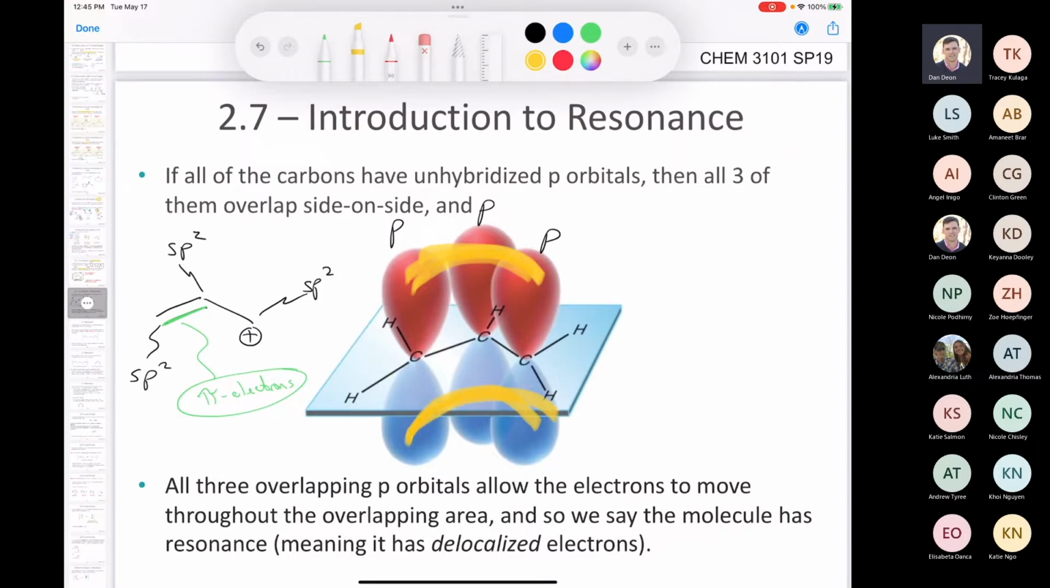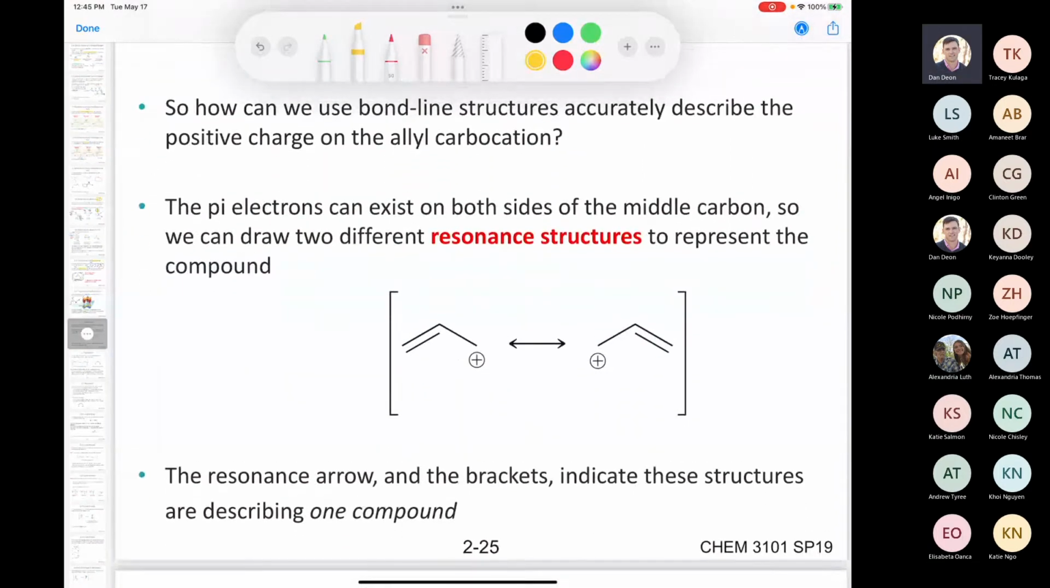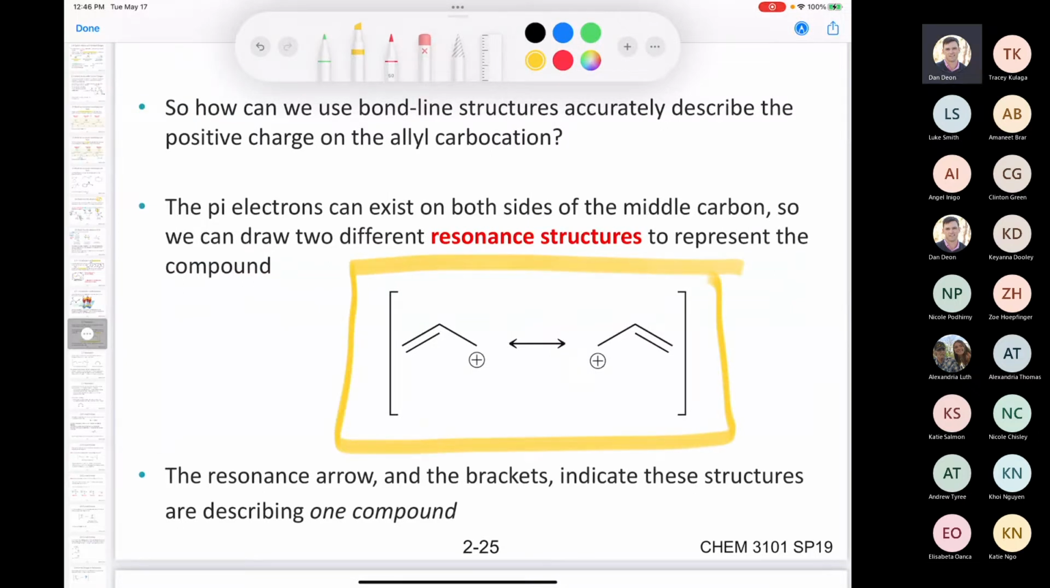They can move between all three p orbitals. And so how would we represent that? What we do is we represent them with two resonance structures. Now, if you're looking at those and saying, Mr. Dion, those are identical, those are the exact same, all you did was flip it like a pancake, the answer is no, I didn't.